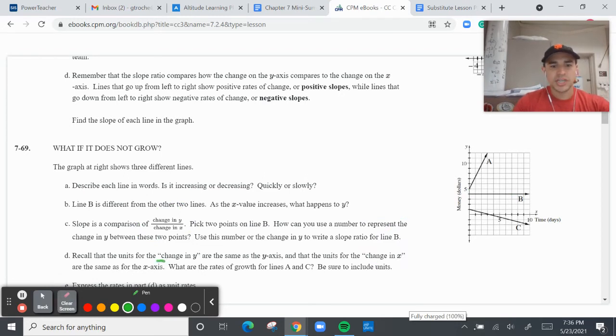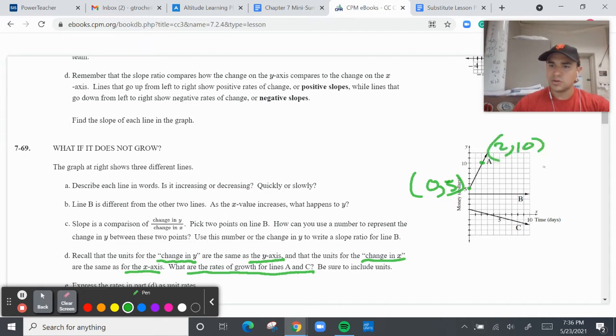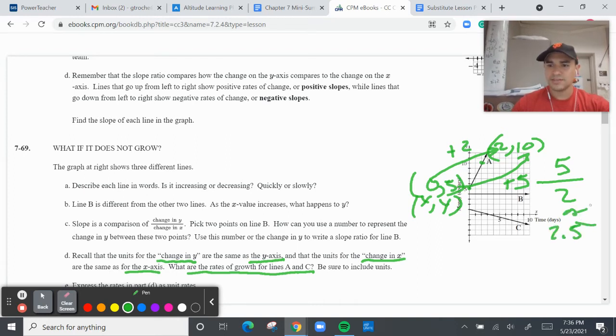Recall that the units for the change in y are the same as the y-axis, and the units in the change of x are the same for the x-axis. What are the rates of growth of lines A and C? Okay, so growth here, so we start at (0, 5), and we go up to here, which is 2 over, so that's (2, 10). So the change from 0 to 2 is plus 2. The 5 to 10 is plus 5. So my y is 5 and my x is 2. Remember, x and y, x is on the bottom. So that's going to be 2.5 or 5 halves.